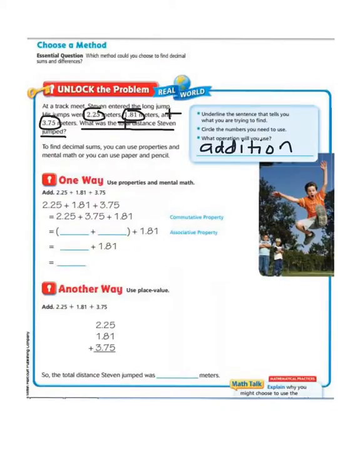Now it says, to find decimal sums, you can use properties and mental math, or you can use paper and pencil. So one way is to use properties and mental math, and that is to add 2 and 2500ths, and 1 and 8100ths, and 3 and 7500ths. So if we combine these, we can actually use the commutative property to rearrange our addends.